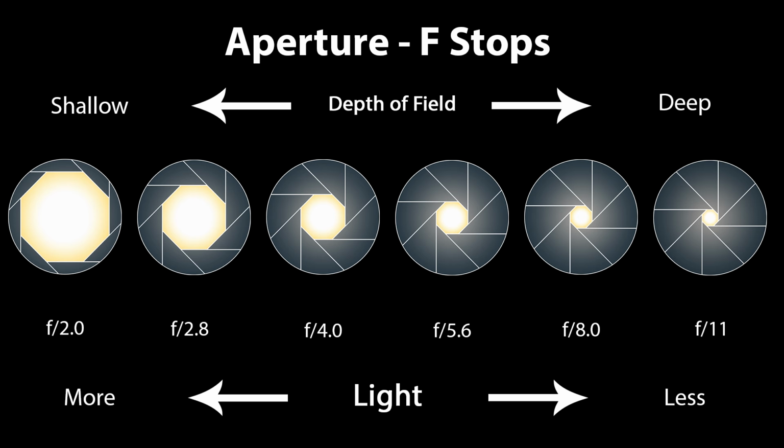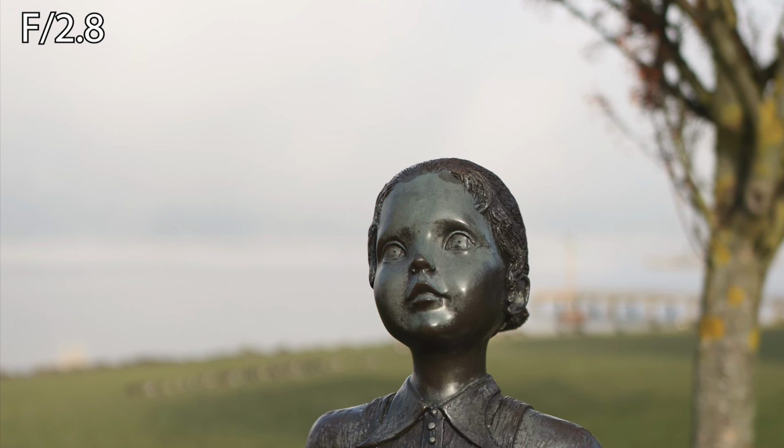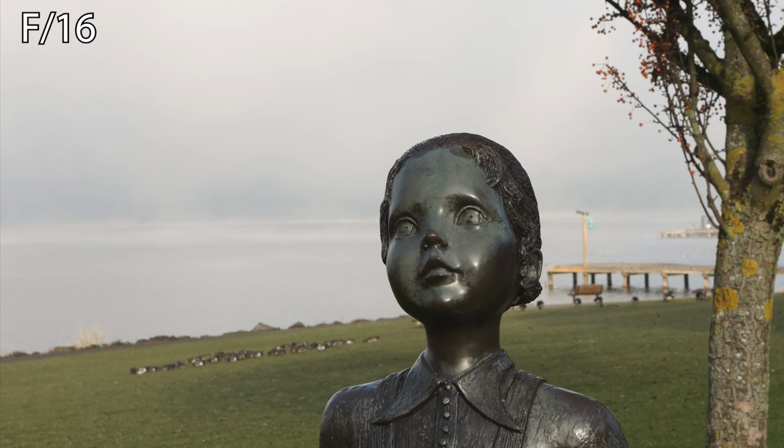The most well-known way to control depth of field is with aperture. Aperture's main job is controlling the amount of light entering the lens, but it also has a huge impact on depth of field. A wide aperture, like f2.8, lets in a lot of light and creates a shallow depth of field. A small aperture, like f16, reduces light, but also increases depth of field, keeping more of the image sharp.